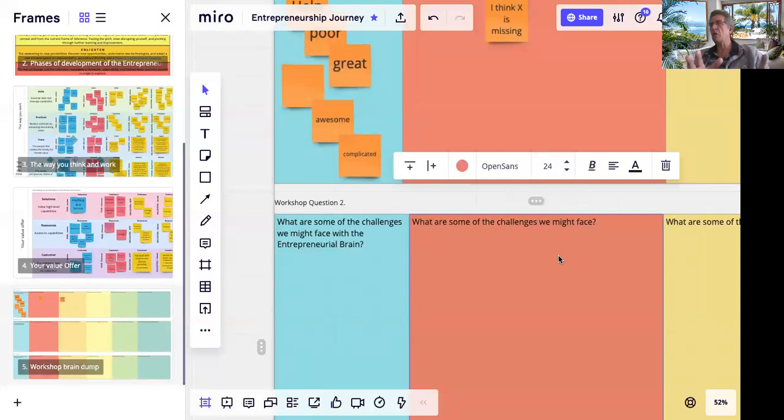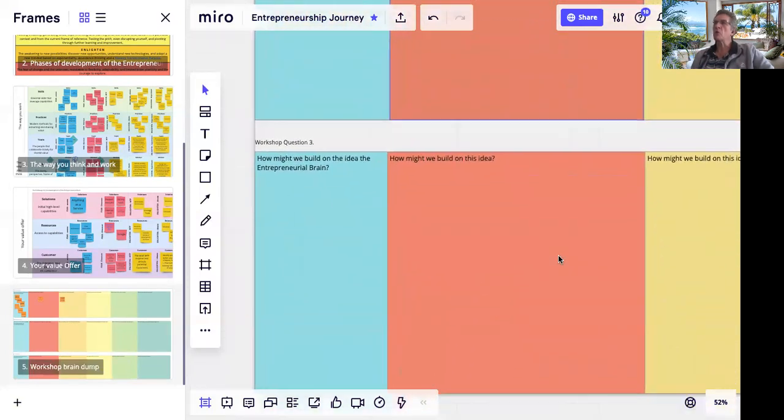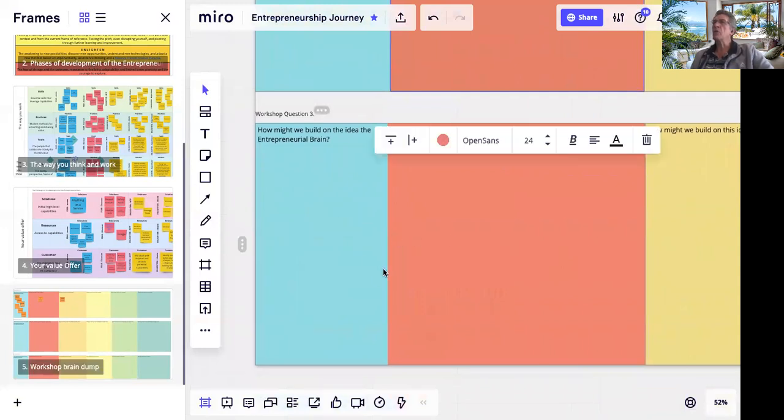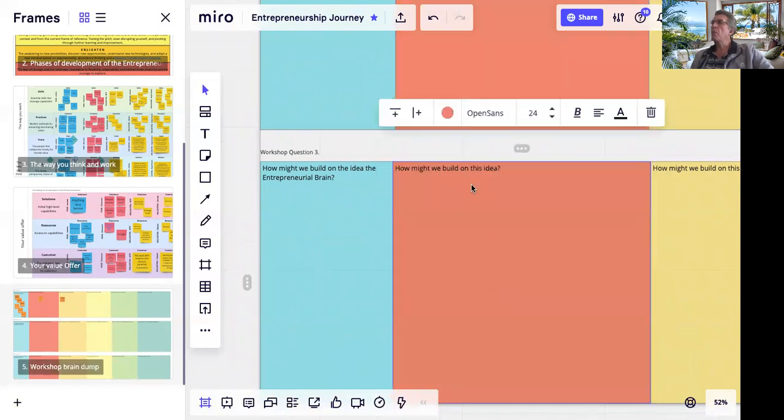So we're going to break the teams down into pathways that focus on either mindset, team practices, resources, skills, whichever kind of group really interests you the most, you can participate in. And then the final question would be, how might we build on the idea of the entrepreneurial brain, and how might we build on the idea across the phases for the pathway that you participate in.